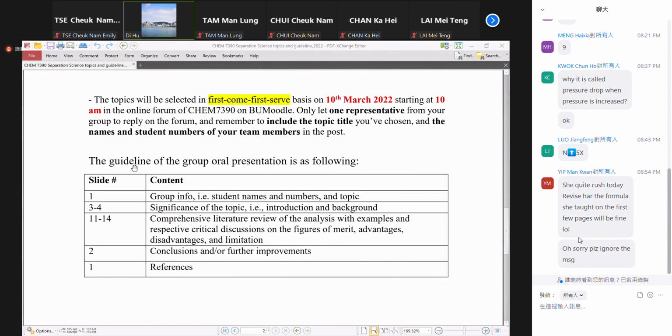Here is a guideline about what you need to include in your presentation. The first slide is just your group information, including your names, student numbers and the topic. Then use 3 to 4 slides to introduce the significance of the topic: some background, why we care about this, and what the problem is. Then use 11 to 14 slides for a comprehensive literature review and analysis of this topic.